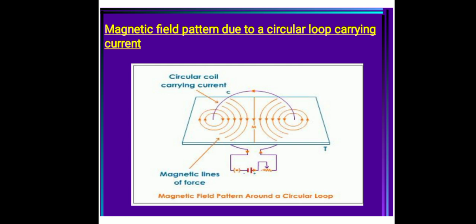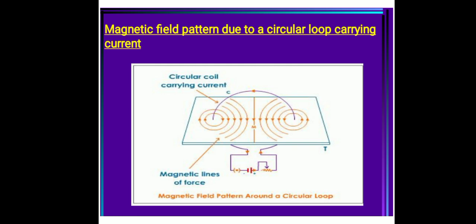The magnetic field lines near the coil are nearly circular and concentric. The direction of the field lines can also be found by applying the right hand thumb rule. Near the center of the coil, the field lines are nearly straight and parallel. The direction of the magnetic field at the center is perpendicular to the plane of the coil.